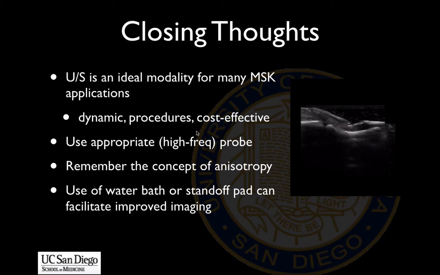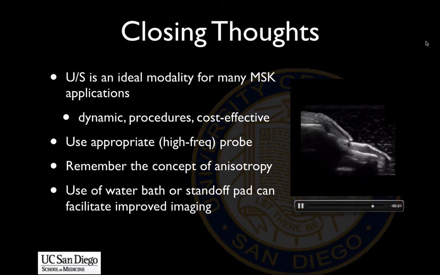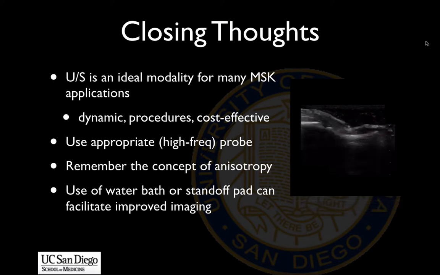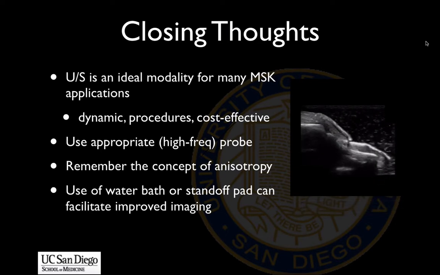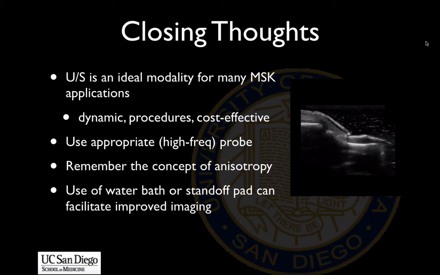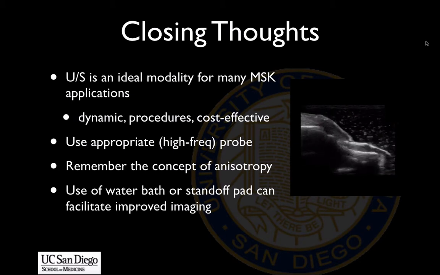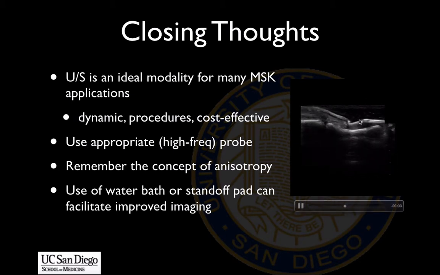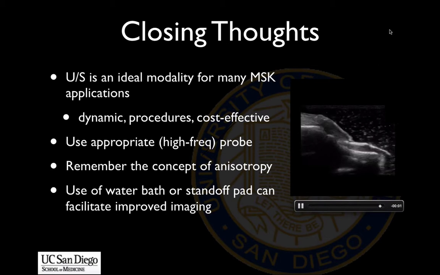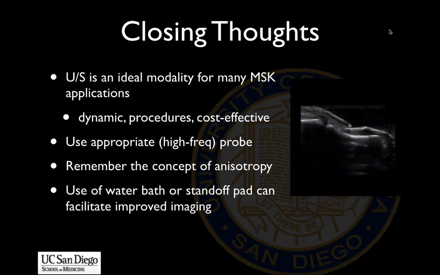Just remember, when you perform musculoskeletal ultrasound, you need to make sure that you use the appropriate equipment. Namely, you want to make sure you use a high-frequency transducer because much of the musculoskeletal ultrasound anatomy is very superficial, and this will afford you the best image quality. Remember also this concept of anisotropy, and that patient position and probe positioning can very much be used in your favor to help mitigate this difficult physical property. Lastly, recall that you can use a water bath, or sometimes something called a standoff pad, to help visualize structures that are very superficial. In doing so, you can greatly enhance your image quality.